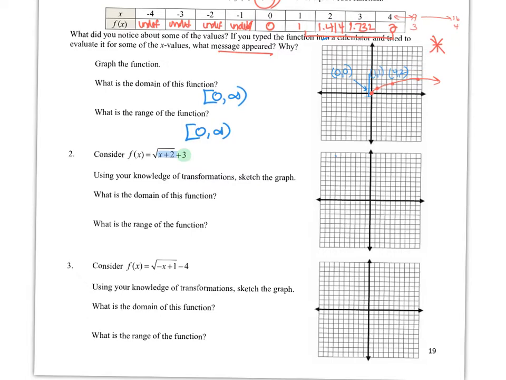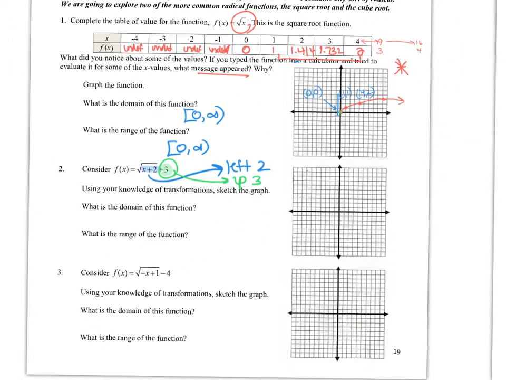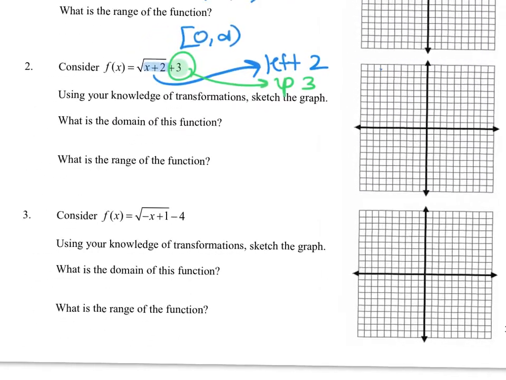Our function here is going to go to the left 2, and then that one outside, remember it affects the y value, that's going to go up 3. So every single point up here on this main graph is going to go left 2, up 3. So the first one that you should start with is, like I said, that starting point 0, 0, okay? So instead of starting at 0, 0, we are going to start left 2, up 1, 2, 3. So your starting point here is negative 2, comma 3.